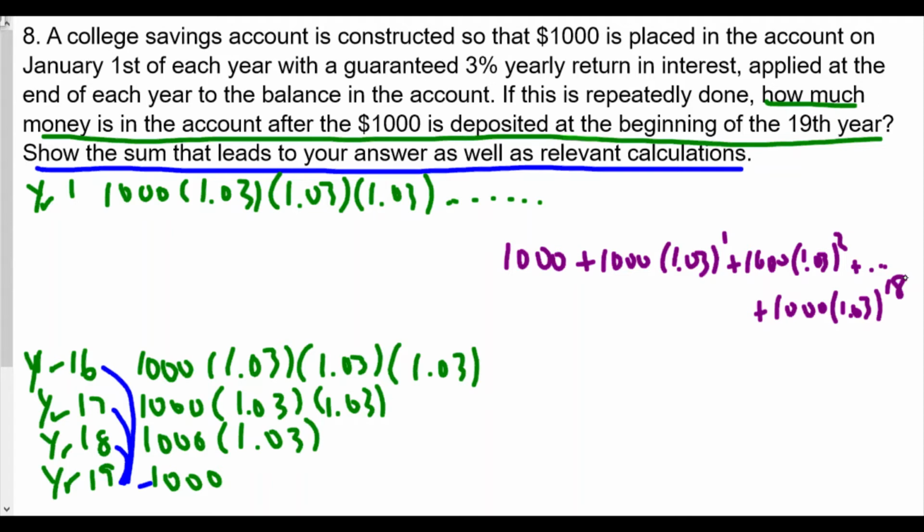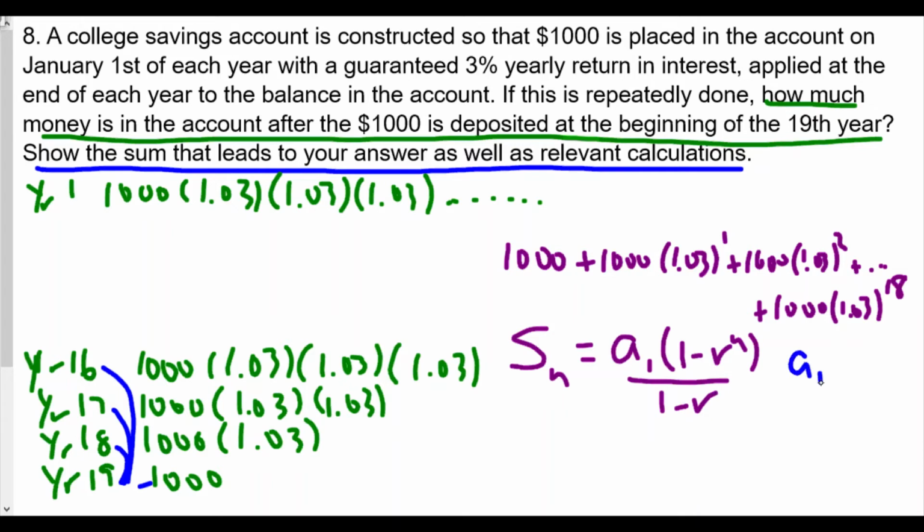Now this can be quite a bit to do. So we're going to use our formula for our sum here. This is where the sum formula for geometric series really helps out a lot. So you're wondering, what goes in here? Well, again, our formula is a1 times 1 minus r to the nth power over 1 minus r. And here, our a1 is going to be 1,000.